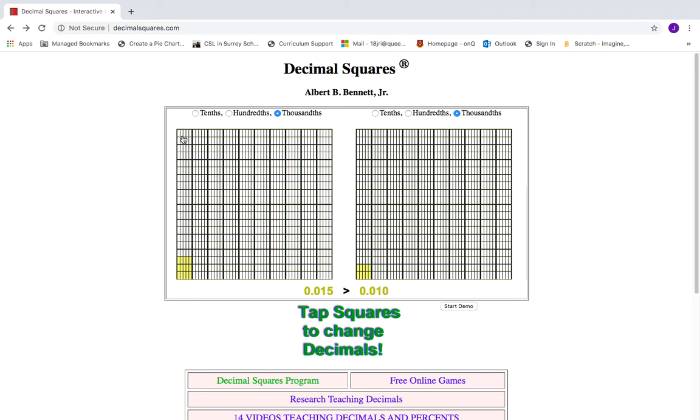Well, there's 0.1, 0.2, but I want to go 0.250. So I want to go 1, 2, 3, 4, 5. So on this grid, ignore this one over here, but on this grid right here, it shows 0.250 in visual form using a thousandths grid. I could do the same here.